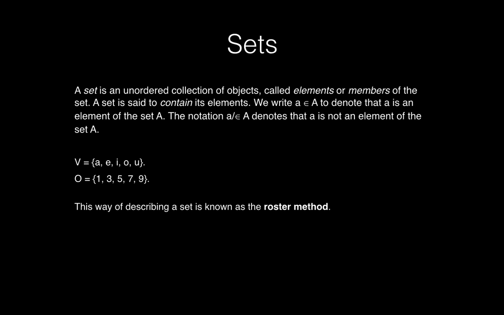Each of them has 5 elements within it. The first set is denoted by V and the second one is denoted by O. Each individual element of these sets will be denoted generally by a small letter, and the whole set is denoted by a capital letter. This way of describing a set is known as the roster method.